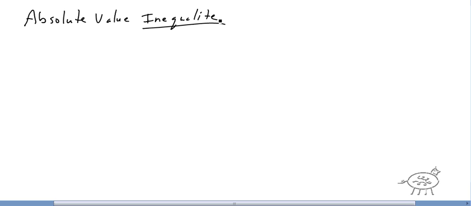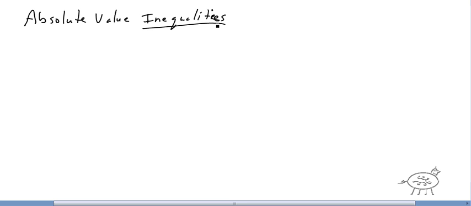Okay, hello algebra fans. Today we're going to work on absolute value inequalities. Okay, absolute value inequalities. And this is a key word. This is a key word, inequalities.